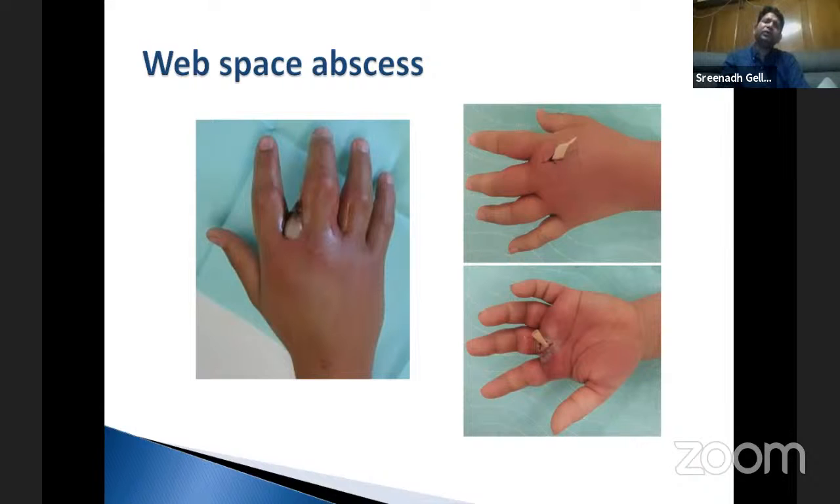If the predominant collection is on the volar side, you can give a single incision, but the majority of the papers nowadays support the two incision technique more and more than a single incision technique.